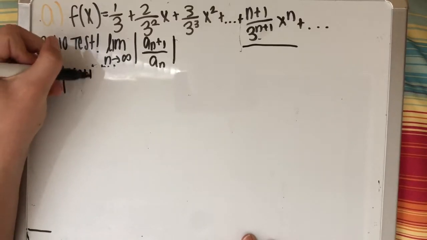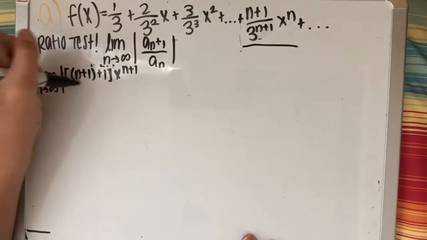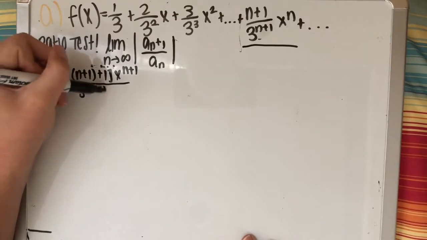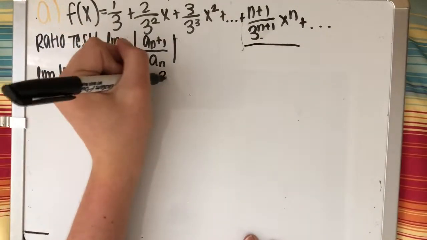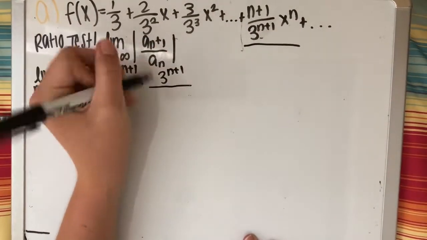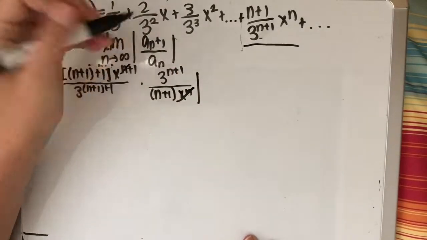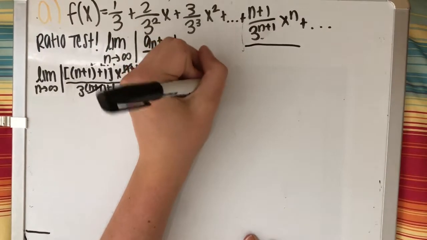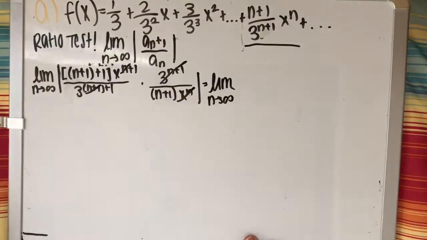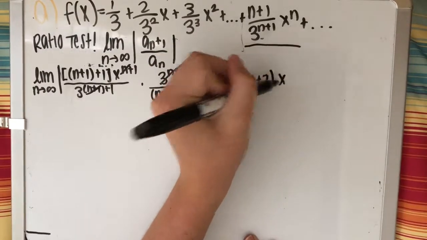So we plug in n plus 1 to our general term, and then we are going to multiply by the reciprocal of the general term that we're given. Our x to the n and our x to the n plus 1 cancel, and then so do the 3 to the n plus 1 and 3 to the n, so we're just left with n plus 2 times x over 3 times n plus 1.